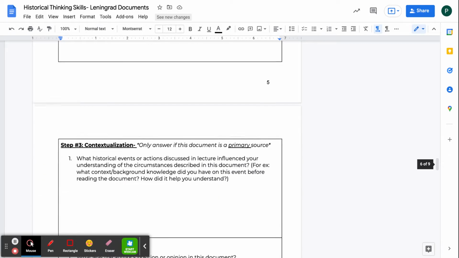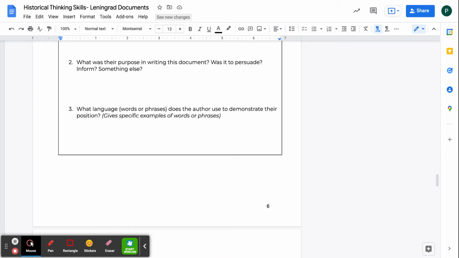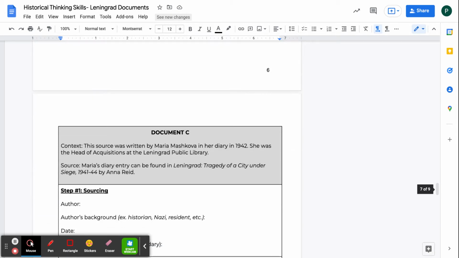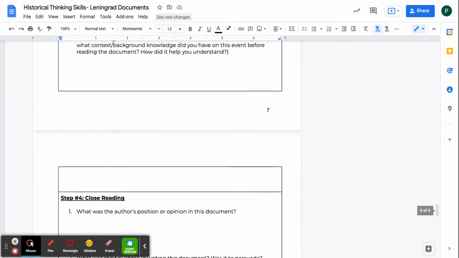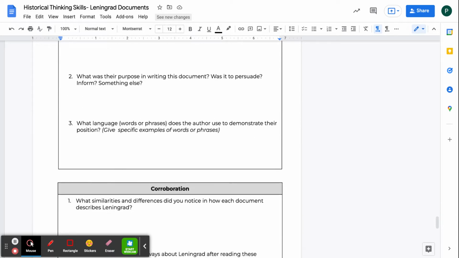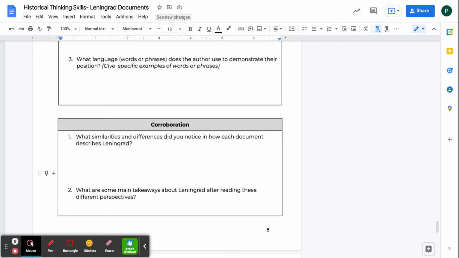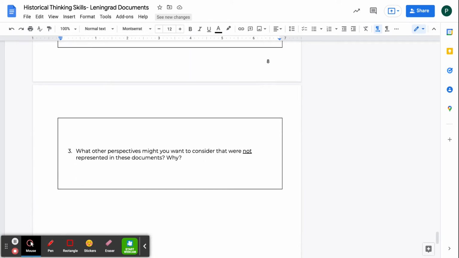And you're going to finish for homework. You should not finish this in class. It's going to take too long, and I really would like this to be done thoroughly. When you're finished that, step 5 is corroboration, okay? What similarities and differences did you notice? And what are some main takeaways? Oh, and also, what perspectives might you consider that were not represented in these documents?